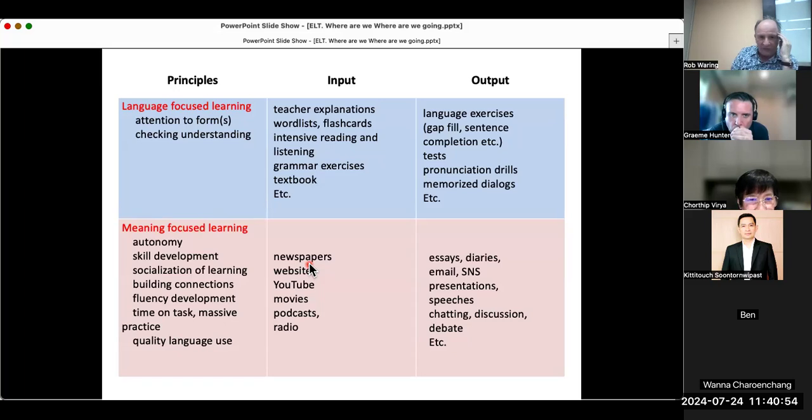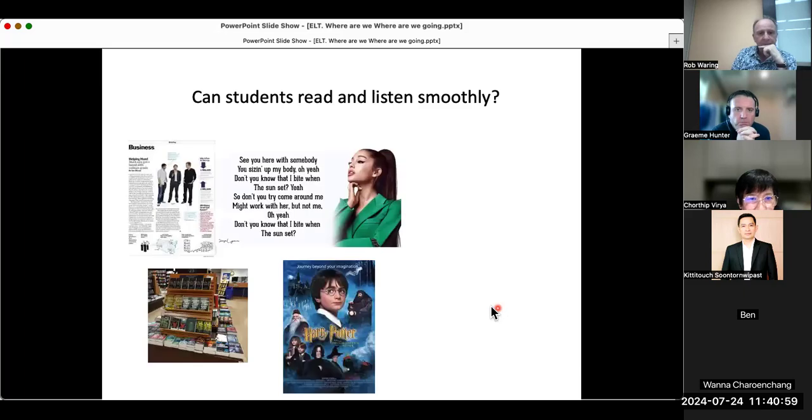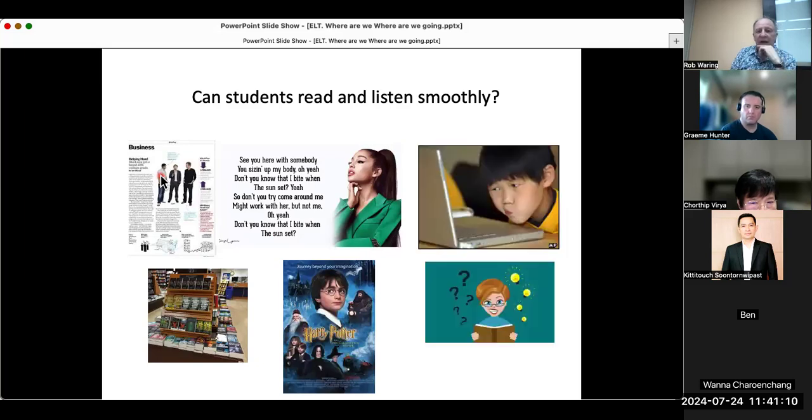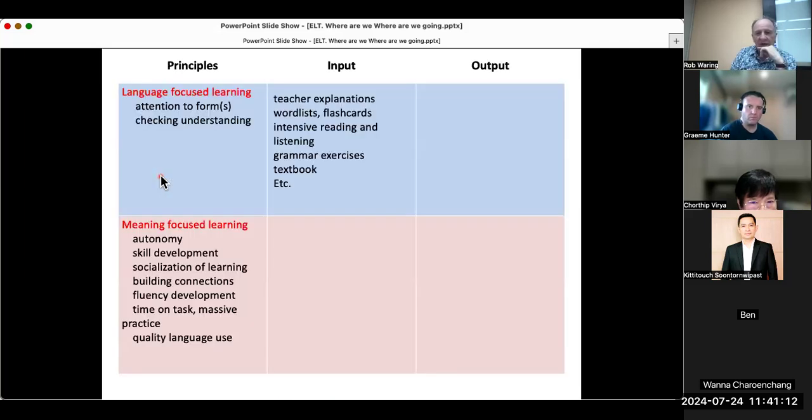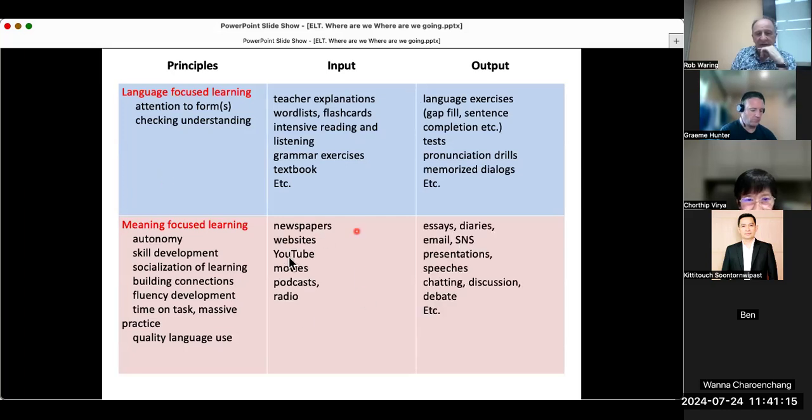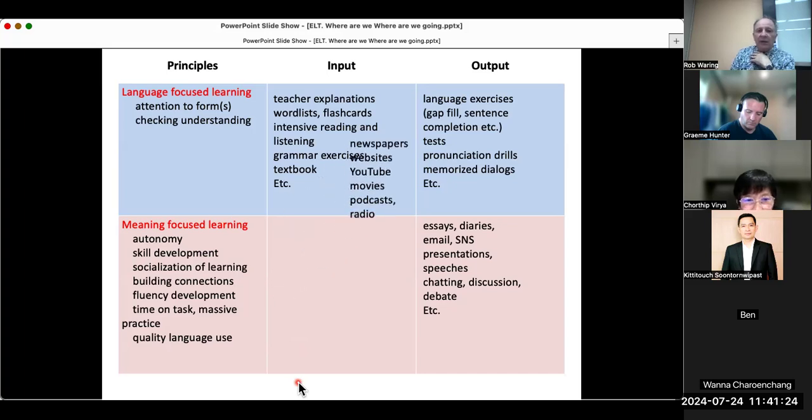So we need to have them reading newspapers, websites, YouTube, movies, and so on. However, if the texts we give them are too difficult, for example, they're listening to songs which are too difficult, they can't understand Harry Potter, they don't understand the text we're giving them, then actually they're not understanding. And what happens is, this material down here in this communication box, if this is too difficult, it's not meaning-focused learning, it's actually language-focused learning.